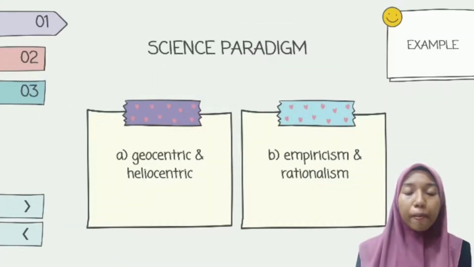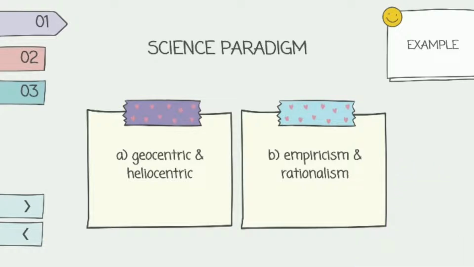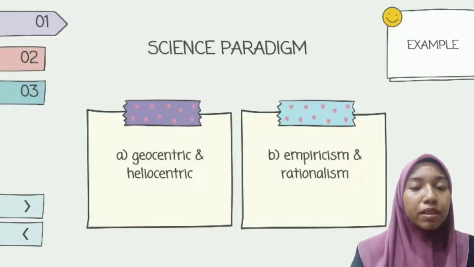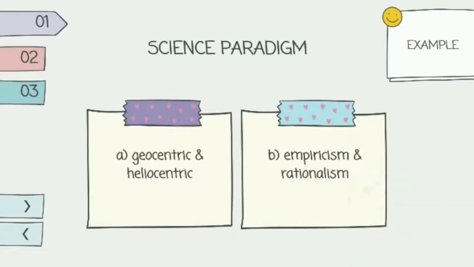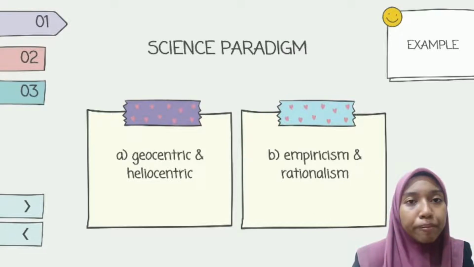Next is the science paradigm. Paradigm means a pattern of thinking, while science paradigm means the entire constellation of beliefs, values, and techniques, and so on, that are shared by the members of a given scientific community. These two are examples of paradigm.